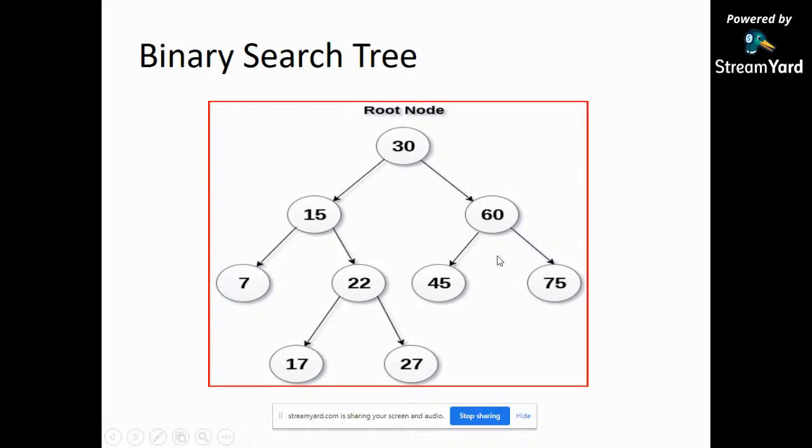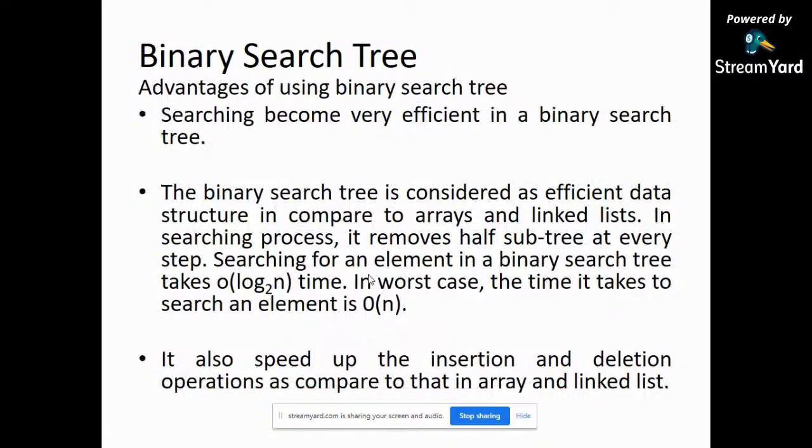Then the next node is 15. 22 is greater than 15, so again I leave the left tree and visit the right tree. Now 22 equals 22, so this is the node which I am searching for. So at every step we are leaving half the tree. Searching for an element in a binary search tree takes O(log n) time. In the worst case, the time it takes to search an element is O(n).